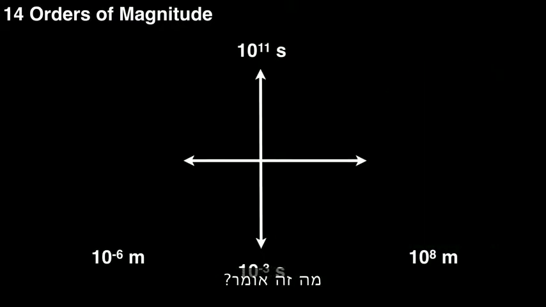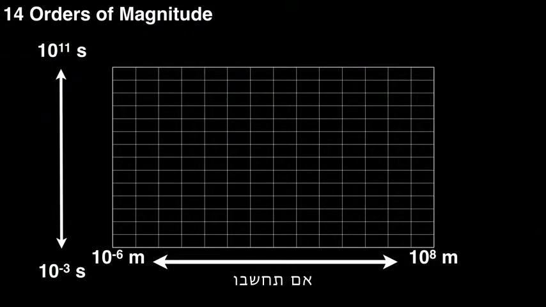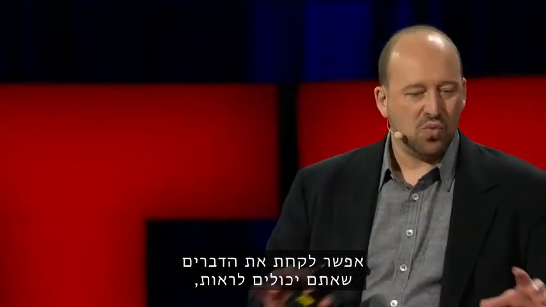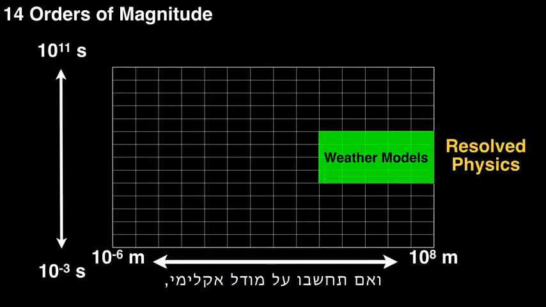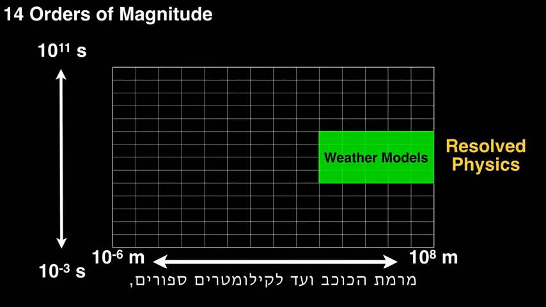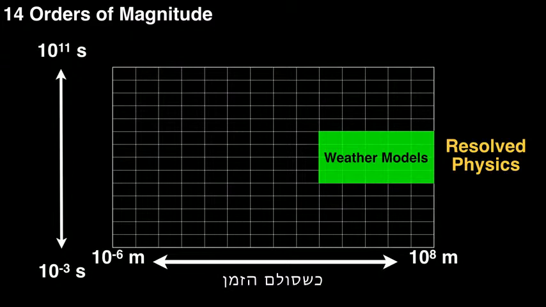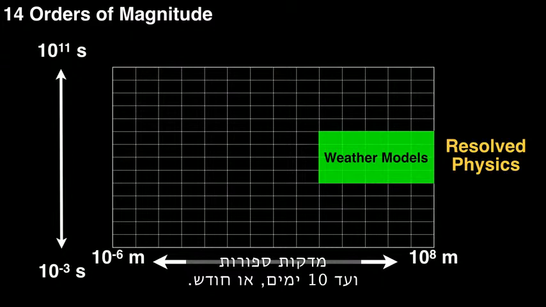What does that mean? Well, if you think about how you can calculate these things, you can take what you can see, and chop it up into lots of little boxes. And that's the resolved physics. If I think about a weather model, that spans about 5 orders of magnitude, from the planet to a few kilometers. And the time scale from a few minutes to 10 days, maybe a month.